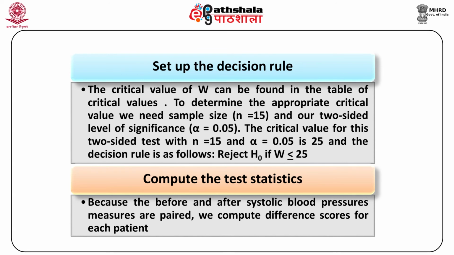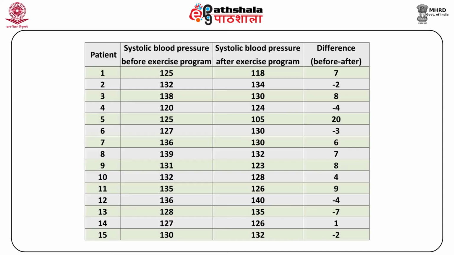Step 4. Compute the test statistic. Because the before and after systolic blood pressure measures are paired, we compute difference scores for each patient. It can be shown below.